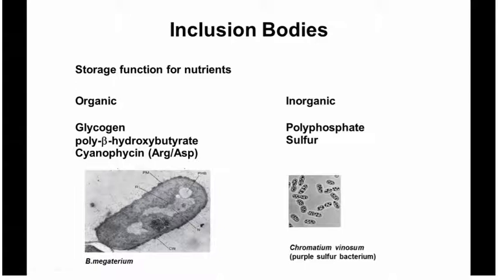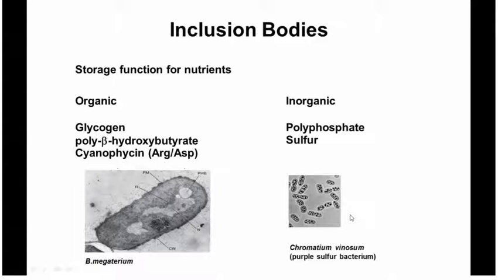And for inorganic molecules, polyphosphate sometimes can be stored in granules, and sulfur for some bacteria which use sulfur as the basis of their energy metabolism. So these purple sulfur bacteria, which are photosynthetic and they use reduced sulfur as a source of electrons, they can stock granules of molecular sulfur inside the cell.